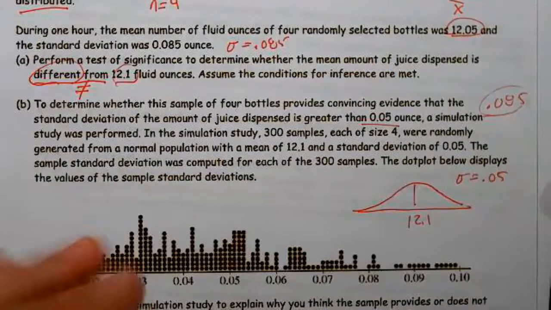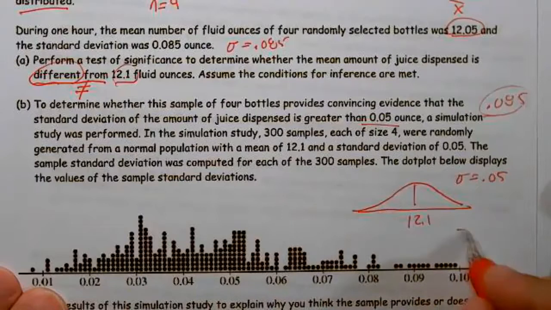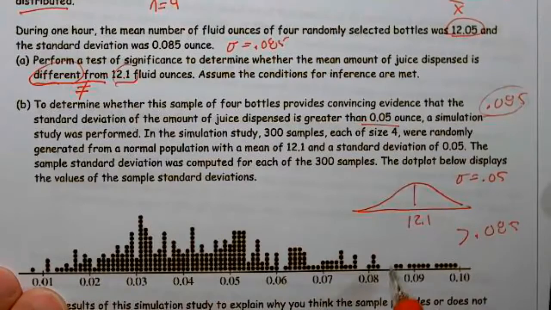So the sample standard deviation was computed for each of the 300 samples. The dot plot shows the sample standard deviations. So this is what they expected, and they get this range. Sometimes they had very, very small sample standard deviations, and sometimes they had very large ones. But we're not concerned about the small ones, because they asked, what's the probability that it is greater than 0.085? Well, when I look at this chart, I'm going, you know what? That looks about where 0.08 is, because that's 0.08, that's 0.09, so right in the middle is 0.085.